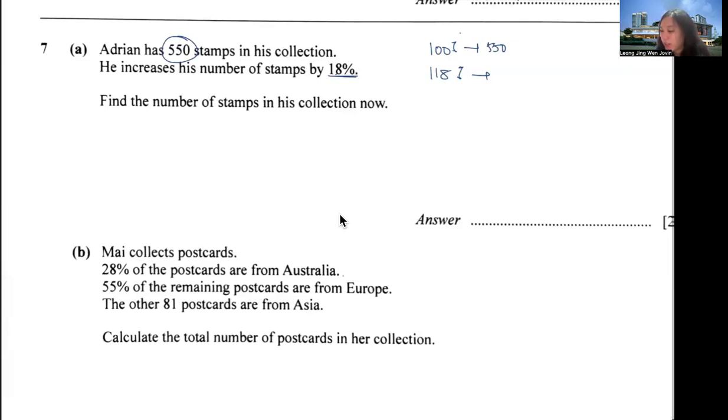You can do the long method. You can find out what is 1% first, then you can find out what is 118%. Otherwise you can just key into your calculator 550 multiplied by 118%. Just key this in straight into your calculator. You will get 649. Okay, that is the answer, 649.